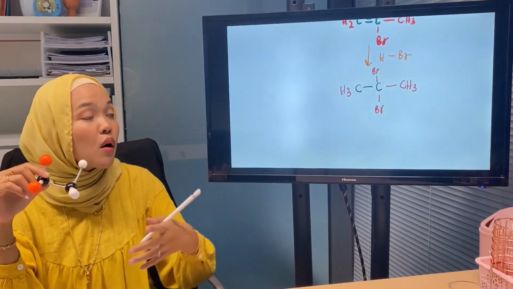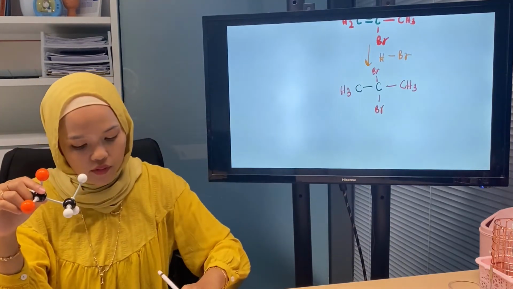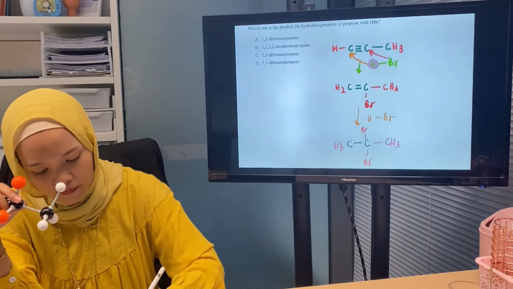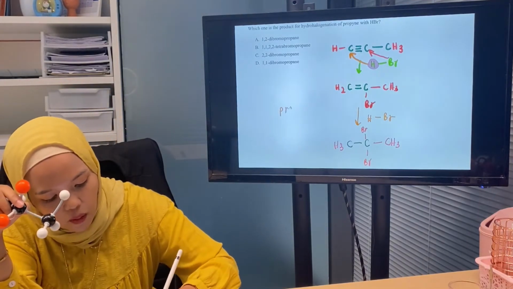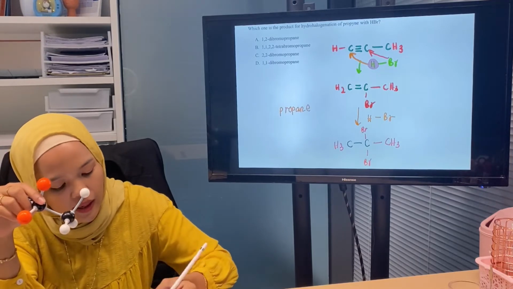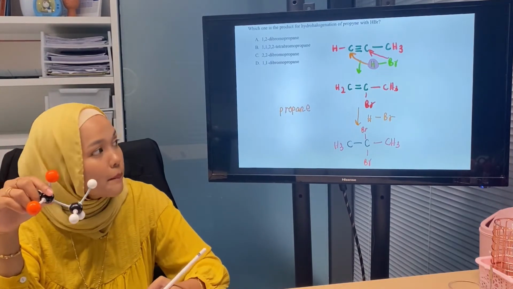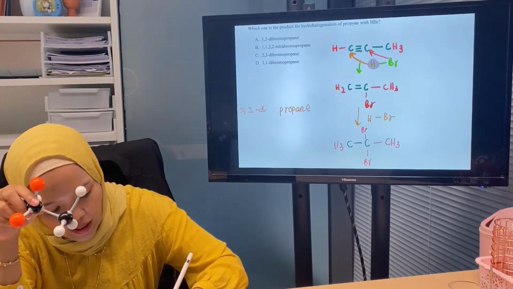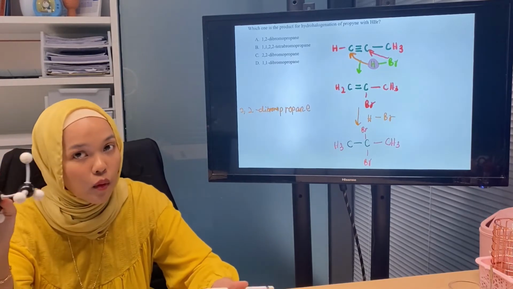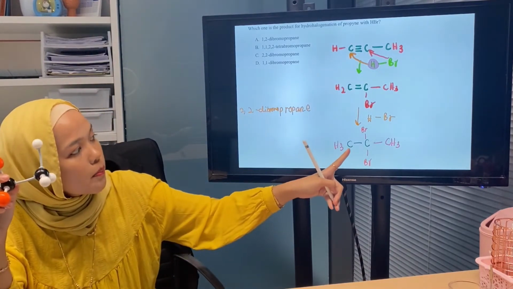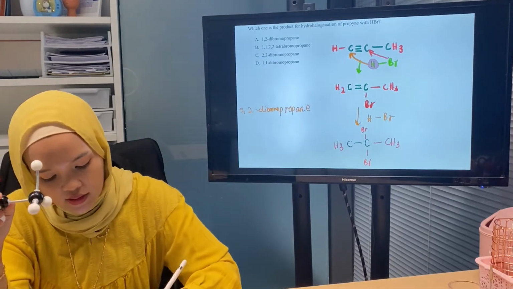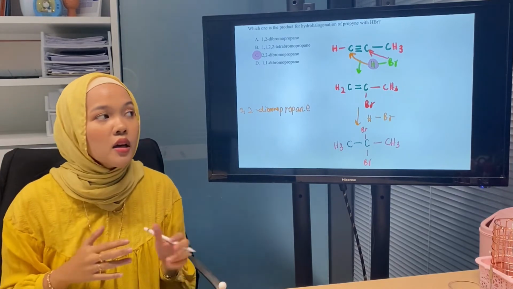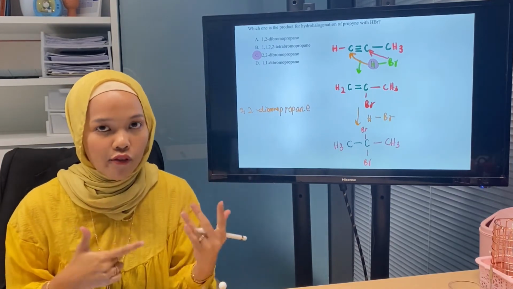Now, what is the name of this compound? The name of this compound: 1, 2, 3 is propane. At carbon number 2, you have 2 Br. So 2,2-dibromo, 2,2-dibromopropane. So the answer is C. That is how you answer an organic question. That's why you need to understand the Markovnikov rule here.